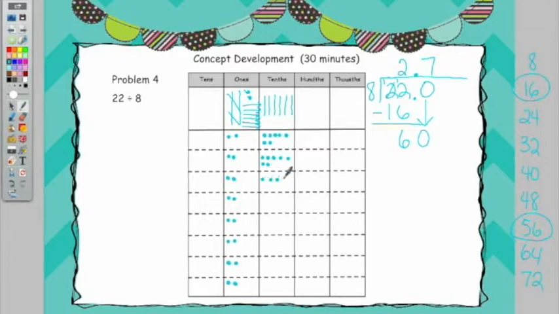Blair, get caught up with me. 56 is a lot. A lot of dots. Okay, so this is where you are. And she just told us 8 times 7 is 56. 60 minus 56 is where we are.